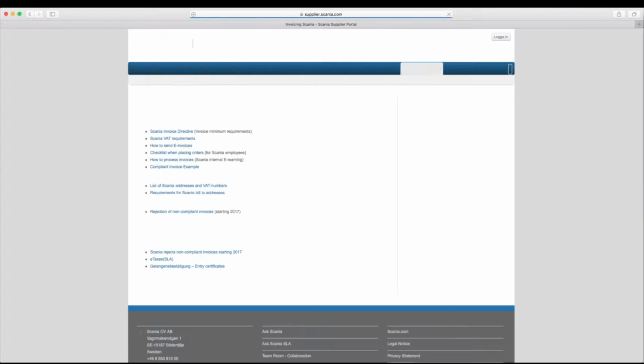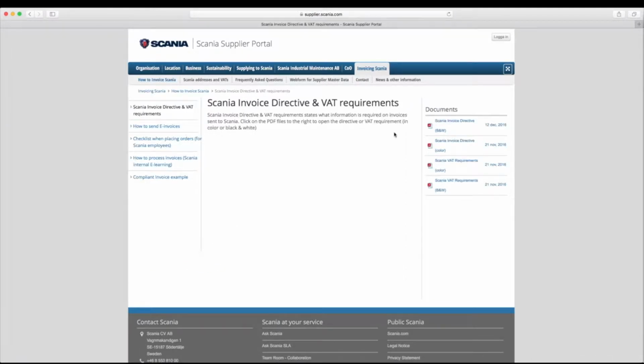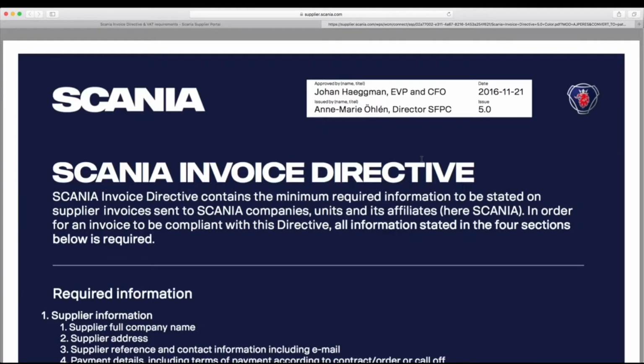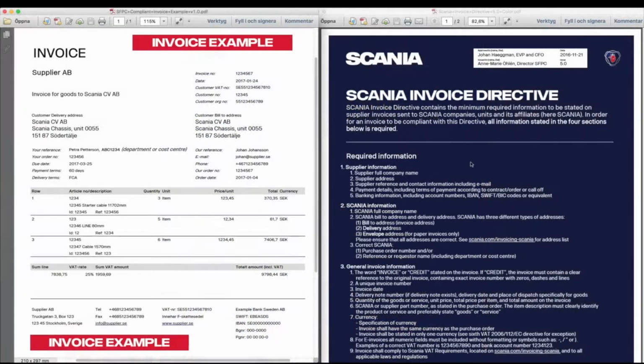scania.com/Invoicing Scania. Together with the Invoice Directive, you will also find other information, such as Scania addresses and frequently asked questions. Now click here and go to the right. The directive looks like this. Now let's compare the directive to an invoice.